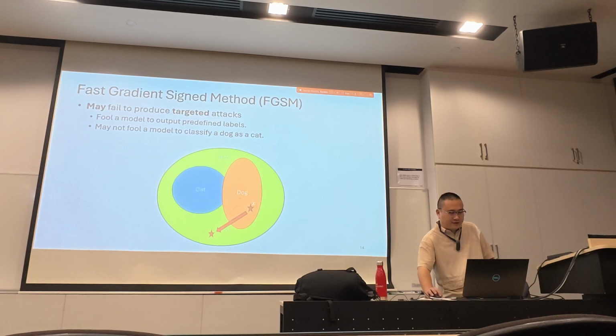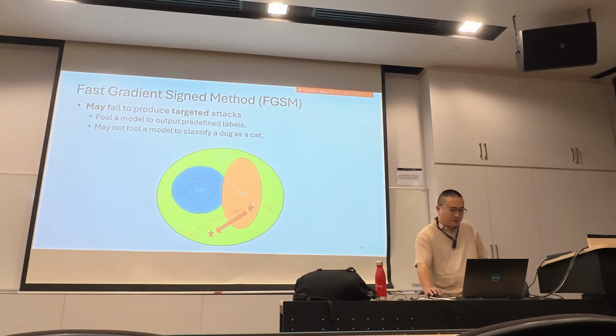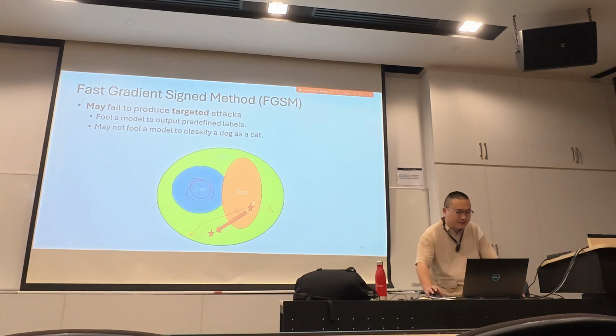However, unfortunately, in this setting, when we calculate the sign of gradients, the direction points to a direction that will never enter the decision space of the cat. Although you can use the epsilon to control the size of the step, so you can let x move slightly in this direction or with a large step in this direction, whatever you do, you cannot let x prime enter the decision space of cat. So this shows a case where, if you are using FGSM for targeted attacks, it may fail.